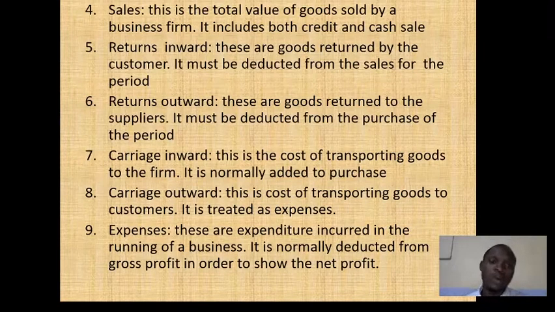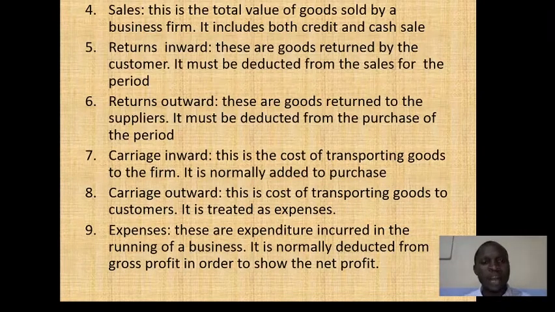Then return outward is the opposite of return inward. As a firm, sometimes there are goods you purchase from the supplier which you are probably not satisfied with, and you have to return them to the supplier. Such goods are referred to as return outward. They are usually deducted from the purchases of the period.